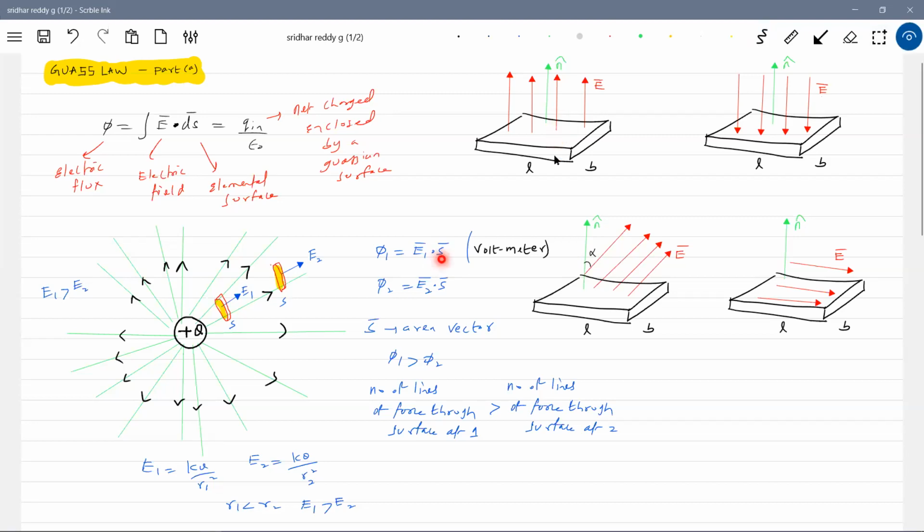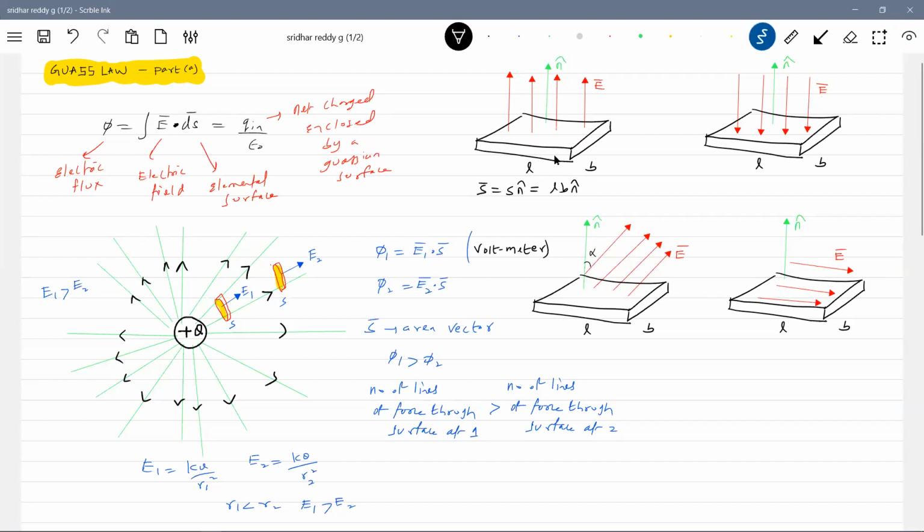What is S bar? We should define S bar. S bar is an area vector, where I'm going to define S bar equal to area into n cap. What is the area of cross section of this strip? L into B. What is n cap? Unit vector directed normal to the area. Since it's an open surface, I'm going to choose one particular direction. Let it be upward, n cap that is. Then what is the angle between E bar and n cap? It is 0.